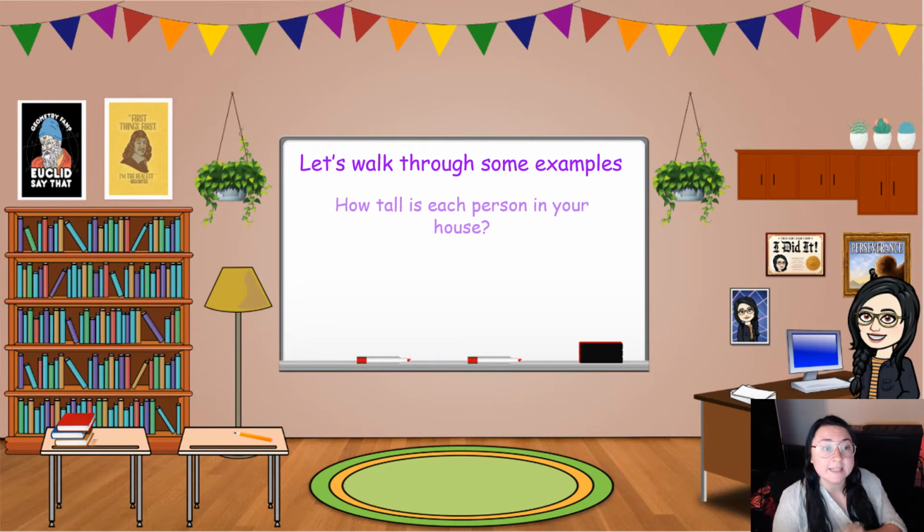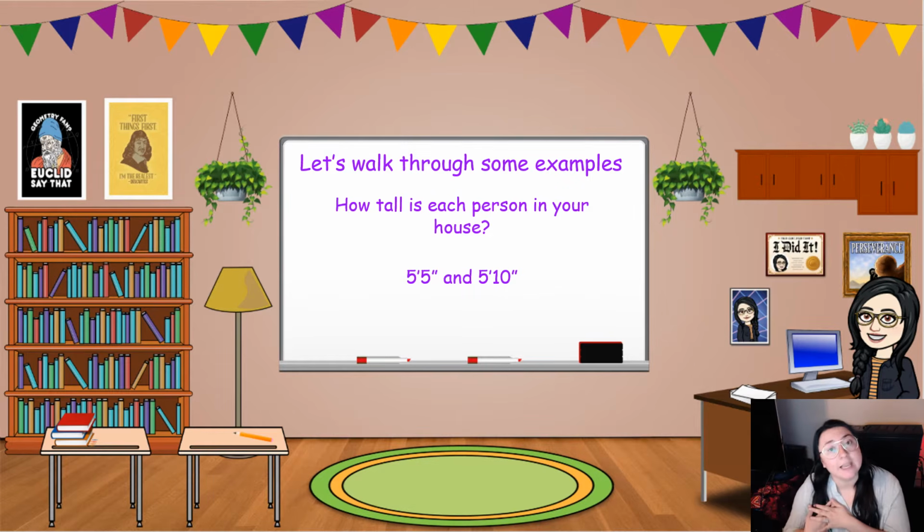It does not change. Okay? Next is, how tall is each person in your house? Well, there's two people in my house. The first person's me, I'm 5'5", and the second person is 5'10". Those are two different variable answers. They change from person to person. So you guessed it, it is a statistical question because my answer varies.